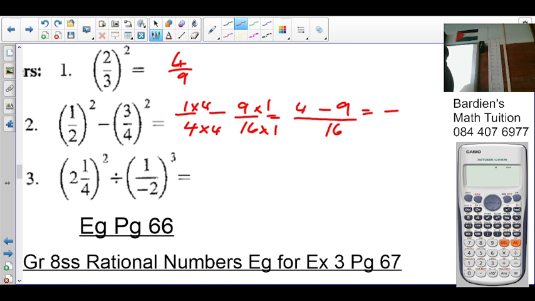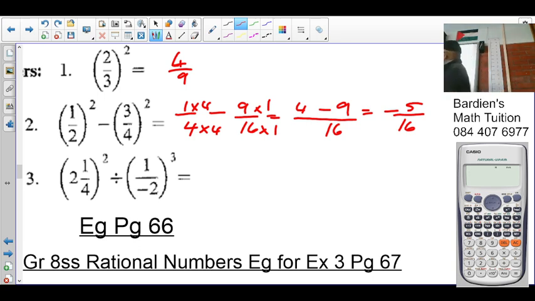Negative. So what's 9 minus 4? 5 over 16. Remember the signs were opposite, so I can subtract. If the signs are the same, I must add, irrespective if it's negative. Like minus 1 minus 2, you're going to add it, it's going to give you minus 3.